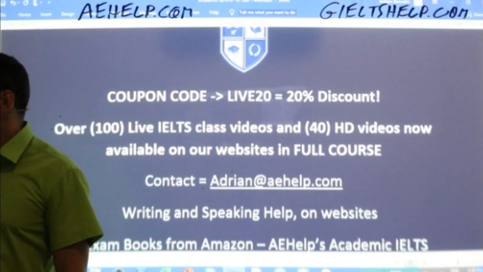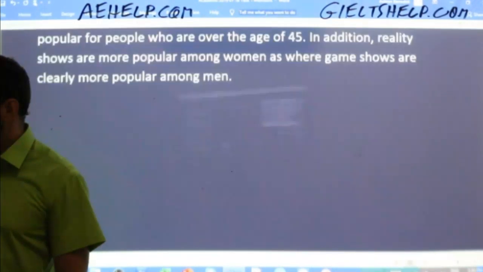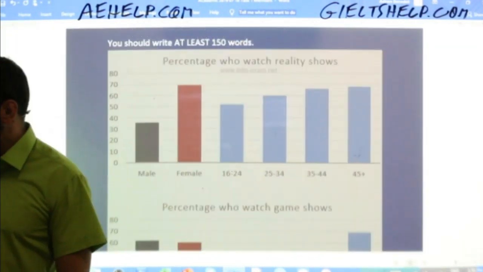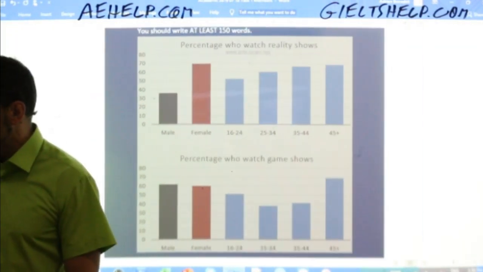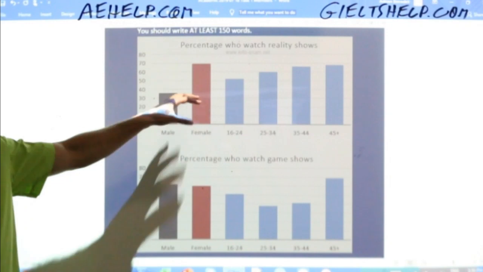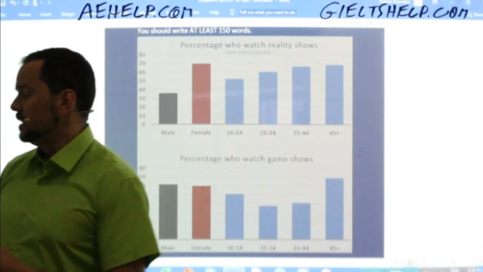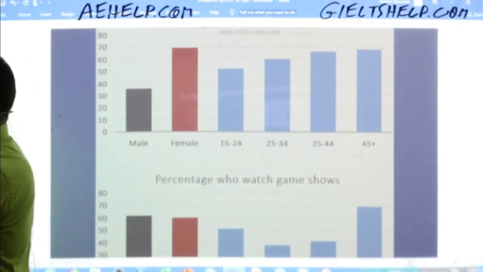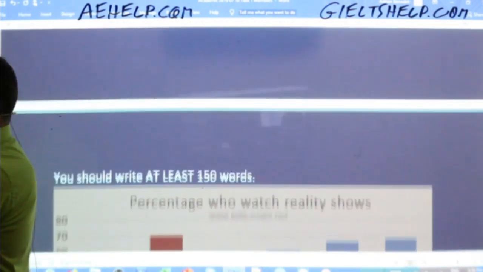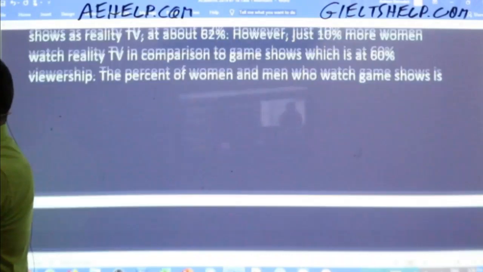For all of our viewers, it's really important to practice these multi-graph essays for task 1. Okay, so here you have these two bar graphs. Make sure to practice this for task 1. You do see a lot of these multi-graph questions in the IELTS exam.